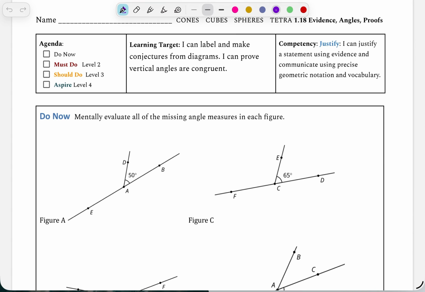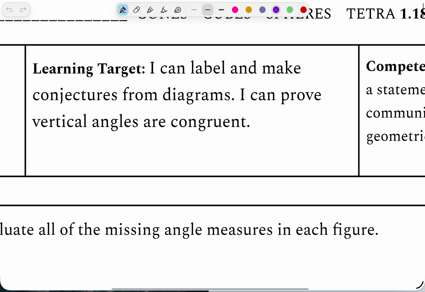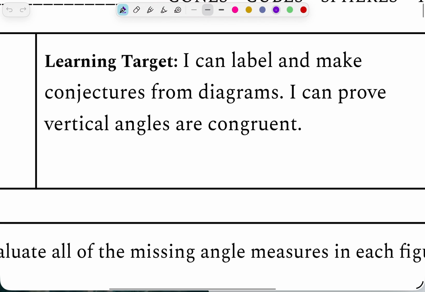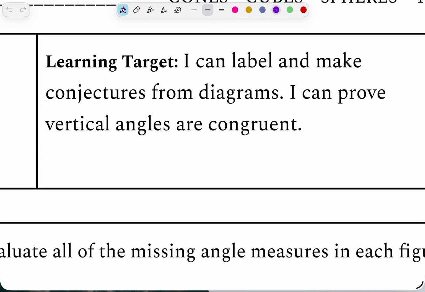Hello, lovely geometry students. Welcome to lesson 1.18, Evidence, Angles, and Proofs. Today, our learning target is I can label and make conjectures from diagrams. I can prove vertical angles are congruent.